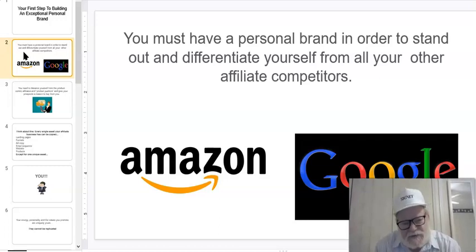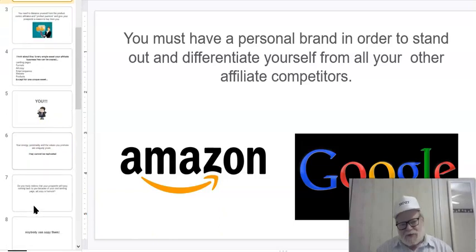Well, you need to have a personal brand in order to stand out and differentiate yourself from all your other affiliate competitors. If you see these two brands here, Amazon and Google, you know exactly who they are. You know exactly what they stand for. It's the same thing with you as an affiliate marketer. There are zillions of affiliates. Hundreds and thousands of them could be promoting the exact same product that you're promoting at the same time. So, what do you think would make one of the customers come to you as opposed to going to anybody else? You're just like anybody else.